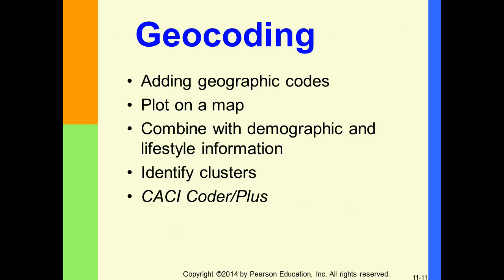Geocoding is the process of adding geographic codes to customer records so that a customer can be plotted on a map. Geocoding allows for adding demographic and psychographic information to a customer's records. And with this information, customer clusters can be identified, and you can find out who provides you the most return.